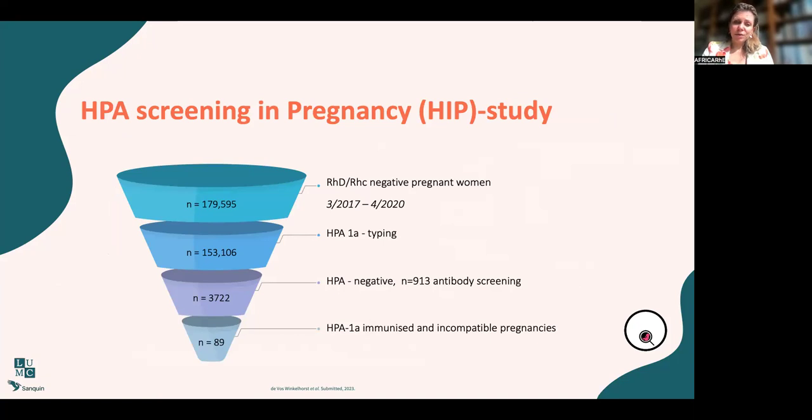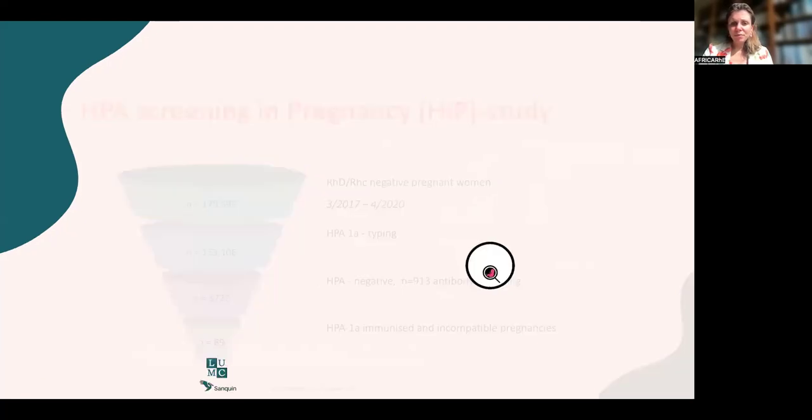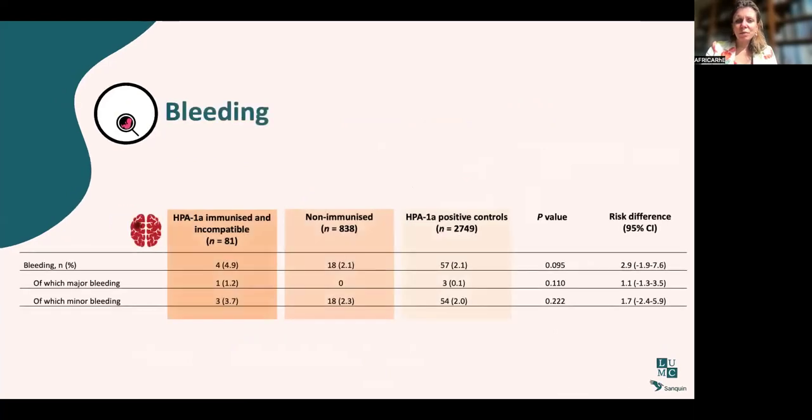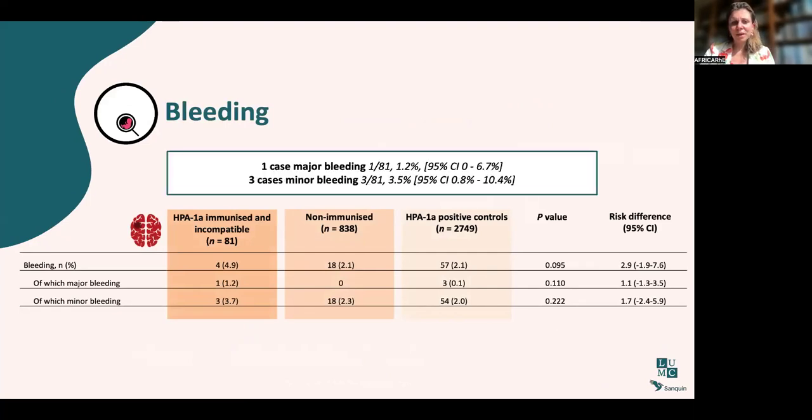And if we look further, 89 women were HPA-1a immunized and incompatible. If we look at the complications of bleedings, we saw that this is a very rare occurrence, luckily. We saw 1 case of a major bleeding and 3 cases of a minor bleeding.